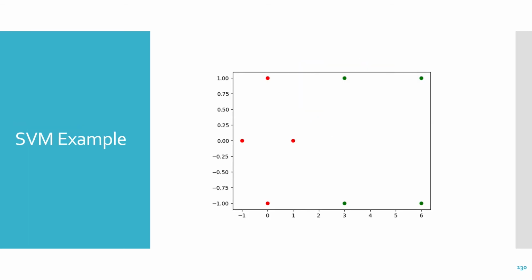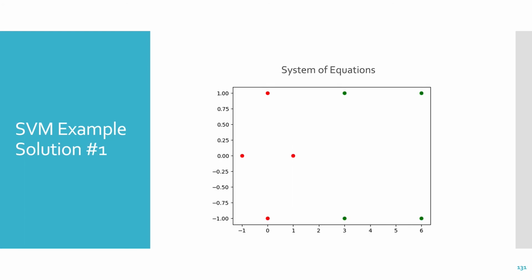Let's go through some examples. Given the following training data, where red circles indicate samples from the negative class and green circles indicate samples from the positive class, what W and B would be found by an SVM? Let's assume all points have integer coordinates. We can solve this in several ways. Let's first think about it as a system of equations.